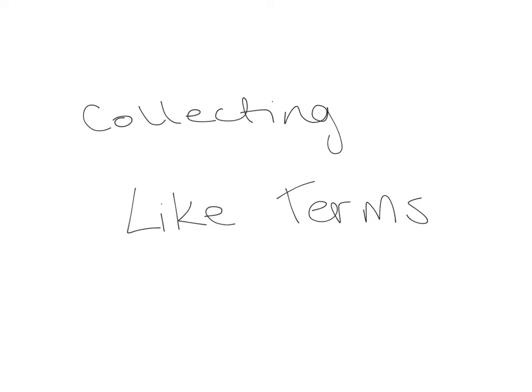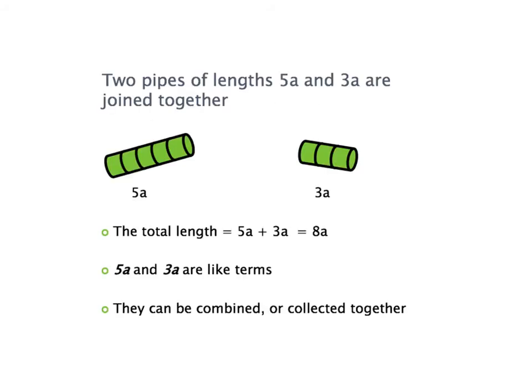Okay, so we're going to go through what we did yesterday in the live video on collecting like terms in algebra. So like terms are terms in algebra that have the same letter. So if we have a look at the first example here, we've two pipes of length 5a and 3a joined together. So if we just take one of these little green cylinders, we're just going to call that 1a. So you can see here that we've got 5 of them.